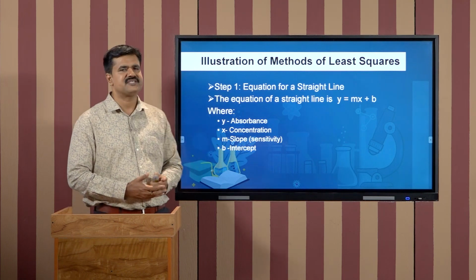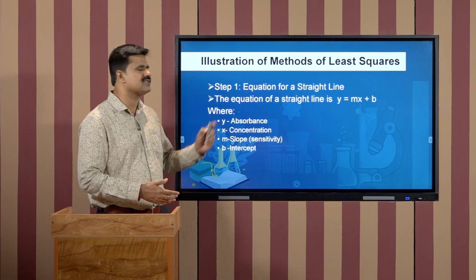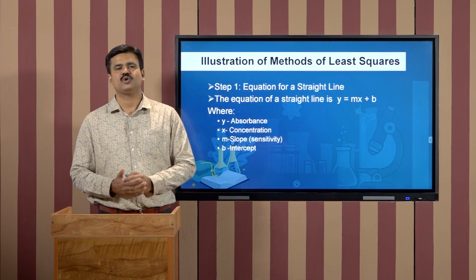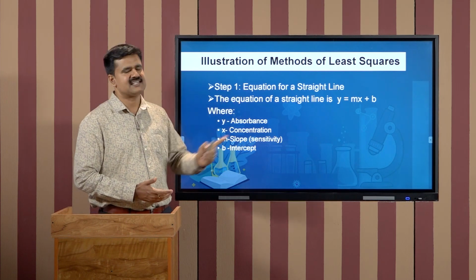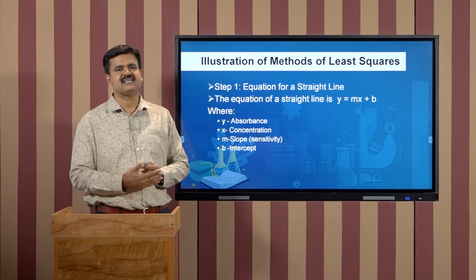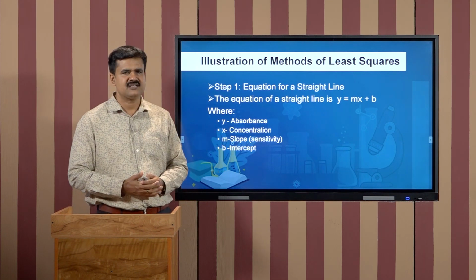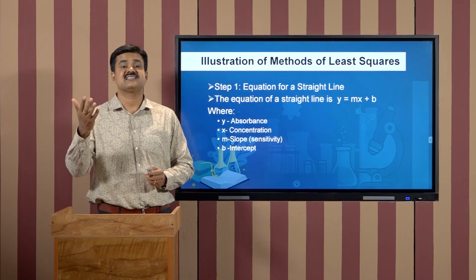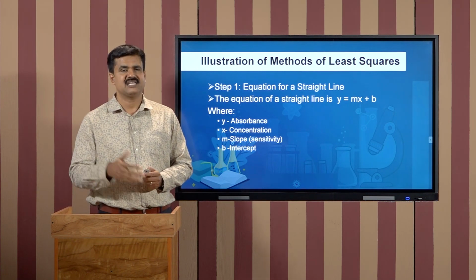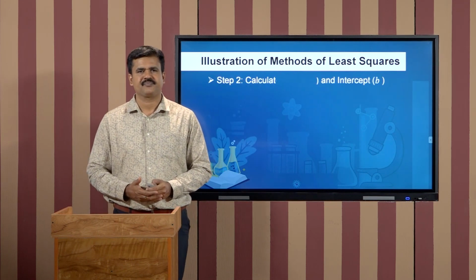In the present problem, I am taking absorbance along the y direction. So, y is equal to absorbance, and in this plot I am taking concentration along the x direction. So, x is equal to concentration. As I mentioned earlier, m represents the slope. The slope represents the sensitivity of the instrument in the present problem, and b represents the y-intercept.